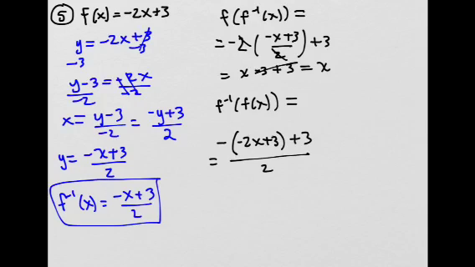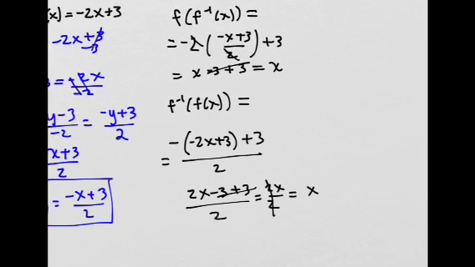So distribute the negative, I get negative times negative is positive, so 2x minus 3 plus 3 over 2. So 3 minus 3 cancels, it's 0, and then you end up with 2x over 2. The 2 over 2 reduces to 1, so we're left with x. So what this proves is that our inverse is correct. And so now the last thing we're going to do is graph it.